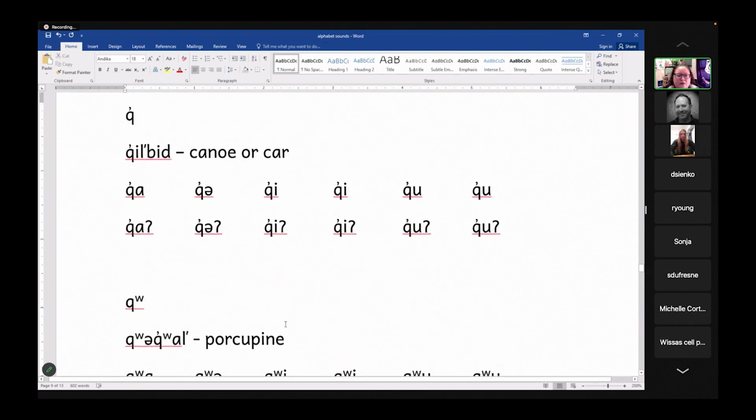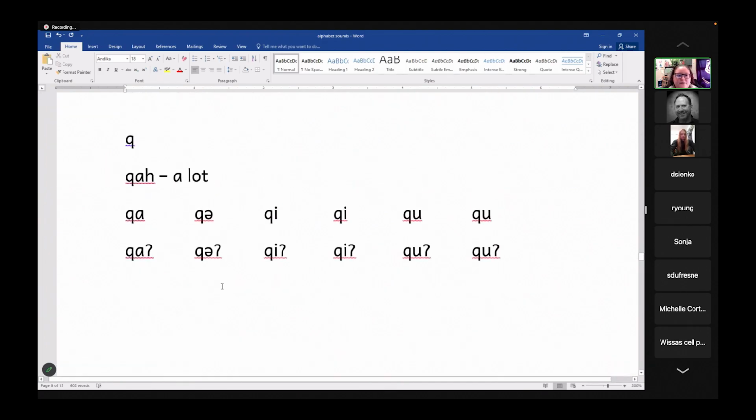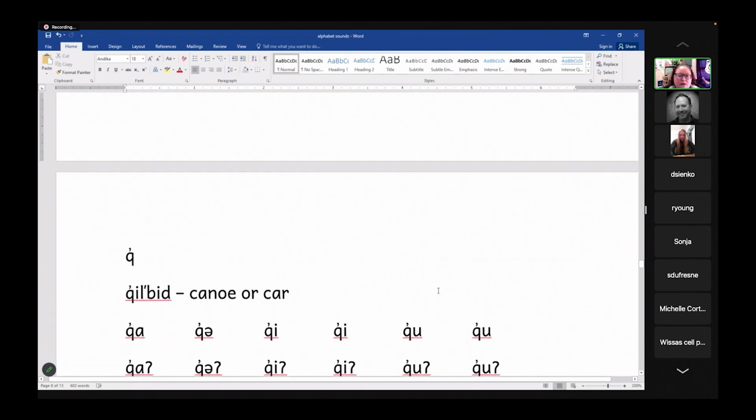So let's go ahead and do all the Q's again, just because they're kind of simple to make, but it takes a lot of time to get used to making that kind of sound, because we don't do that with the English Q. So ha, ha, ki, ke, ho, hu. Then the glottalized.